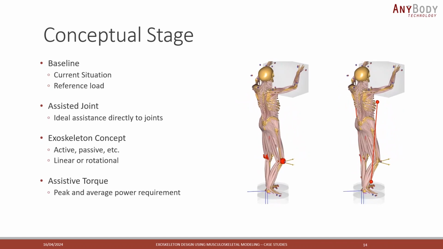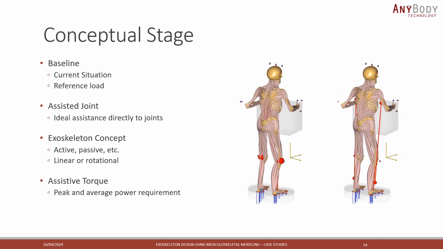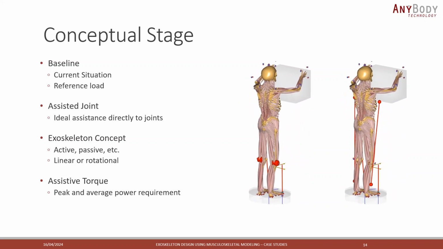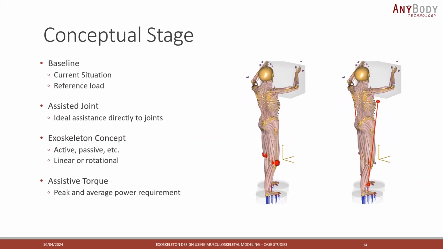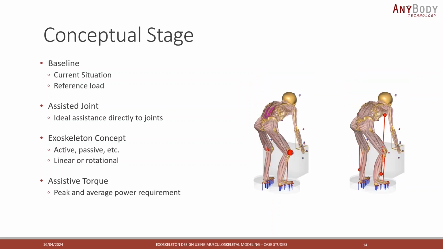To go into more detail at the conceptual stage, you want to do the following. First, you want to establish a baseline, which means you want to examine the current situation, the task or activity that needs assistance, and the internal body loads in this task. Then you also want to compare with a reference situation. This helps you set a target for your exoskeleton, and this helps in answering the question, how much should the load be reduced by the exoskeleton compared to the current load?